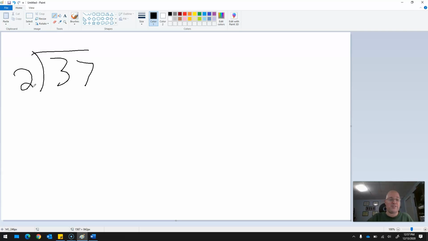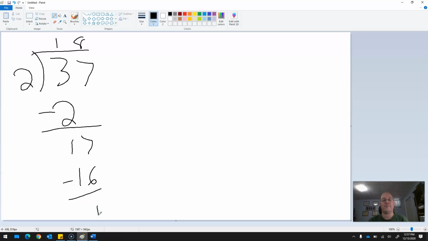37 divided by 2. You say, how many times does 2 go into 3? It goes in once. 1 times 2 is 2. Subtract: 3 minus 2 is 1. Bring down the 7, you get 17. Well, how many times does 2 go into 17? 8. 8 times 2 is 16. Subtract, you get 1. You get 18 remainder of 1.